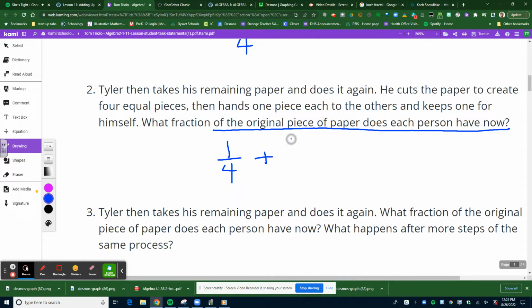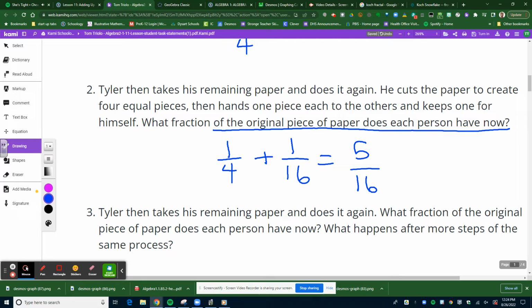1/16. So they don't just have a 16th because they still have the original quarter. How many 16ths in a quarter? 4. We just said 4 goes into 16 four times. This is 4 plus 1 is? Who said 2? Okay. All right, try the last one on your own.